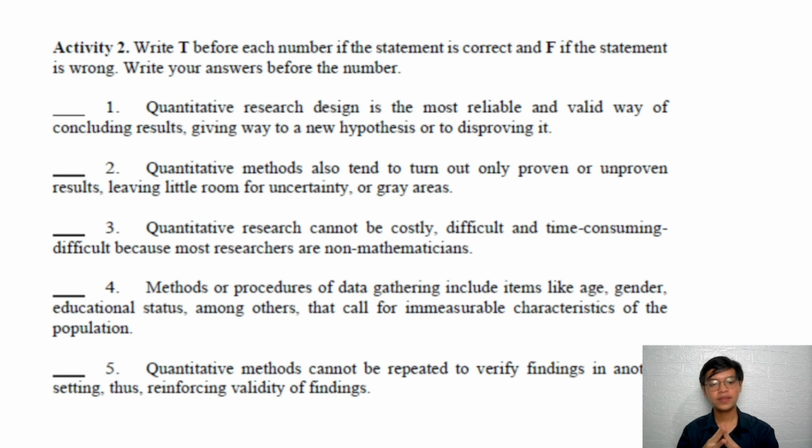So that's true. Second item, quantitative methods also tend to turn out only proven or unproven results, leaving little room for uncertainty or gray areas. So what's your answer here? If your answer is true, then you are correct. So quantitative research or quantitative methods use numerical data, and because we have numerical data here, it leaves little room for uncertainty.